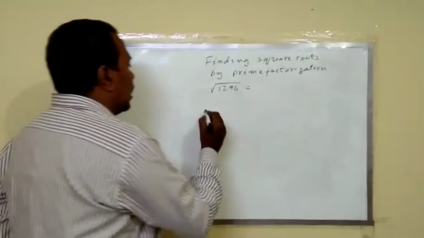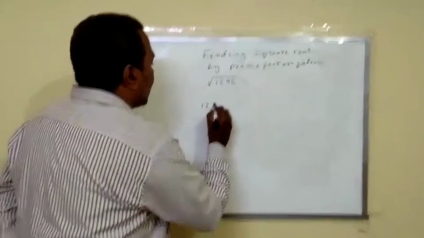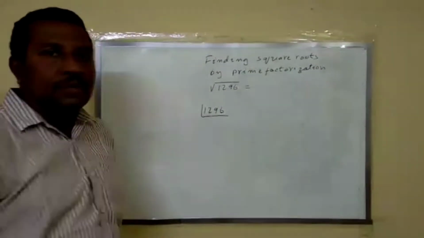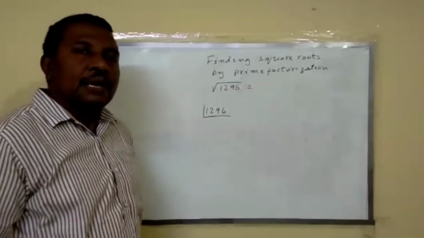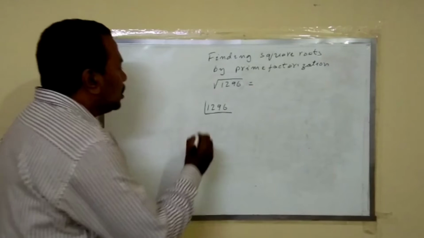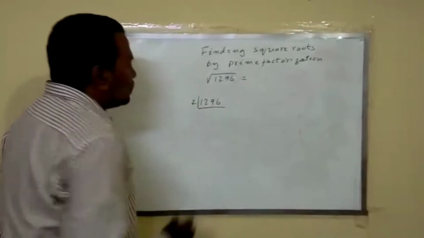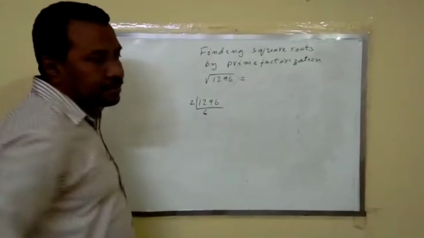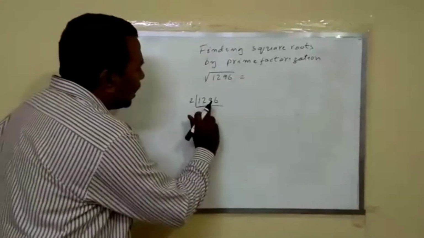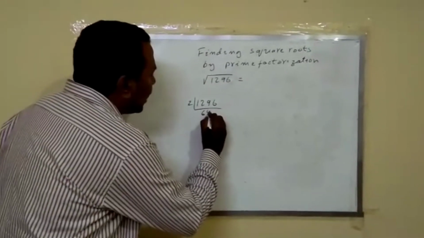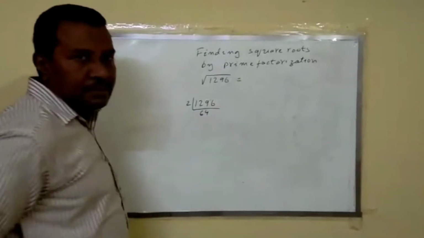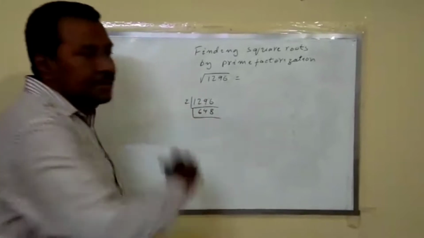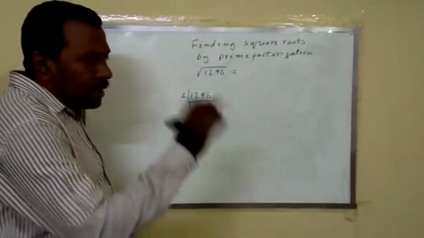Now we take this number 1296. Because the last digit is even, this is an even number which is divisible by 2. So you divide this number by 2. First take 12. 2 6s are 12, no remainder. Take 9. 2 4s are 8, the remainder is 1. That becomes 16. 2 8s are 16. Again it is an even number, so again it is divisible by 2.